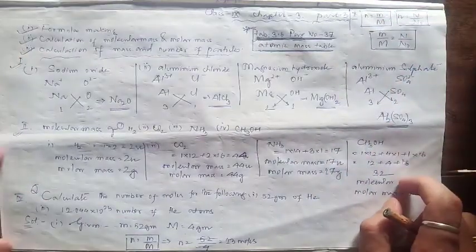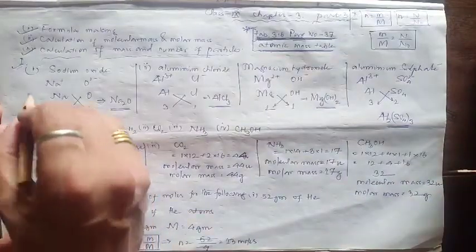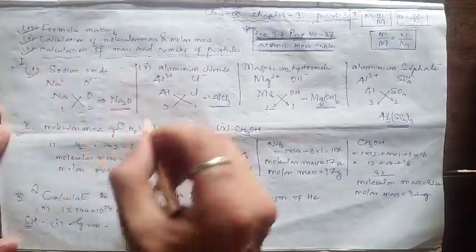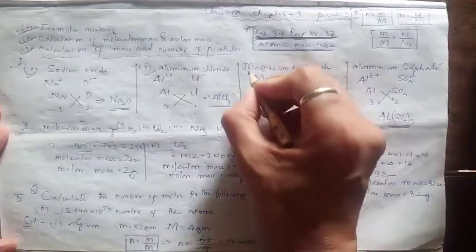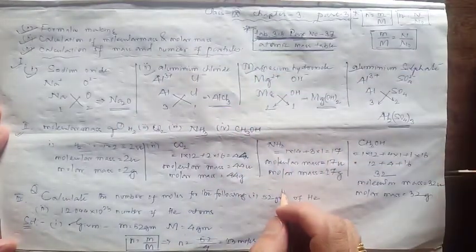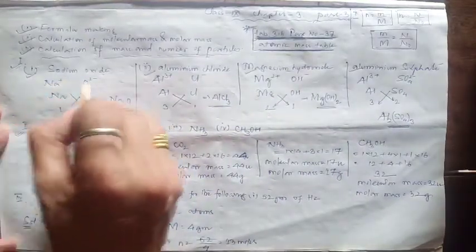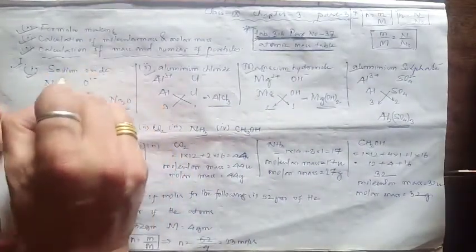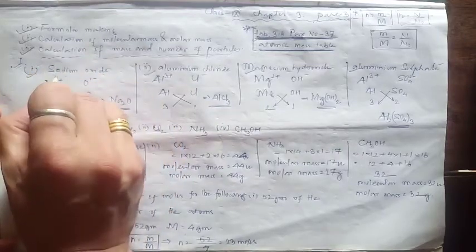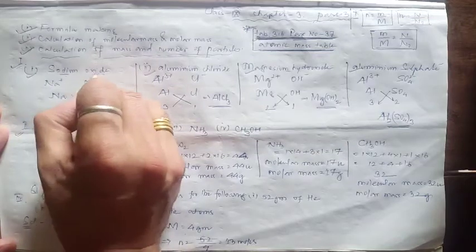Now let's start, student. Suppose we have to make formulas of some compounds. The name of the compound is given to us, like sodium oxide, aluminum chloride, magnesium hydroxide, and aluminum sulfate. Now student, if I want to make the formula of sodium oxide, I'll be writing the sodium ions and oxygen ions. From the name itself, it's very clear. In this compound, two ions are used, sodium ions and oxide ions.